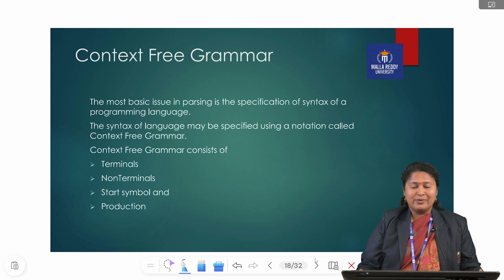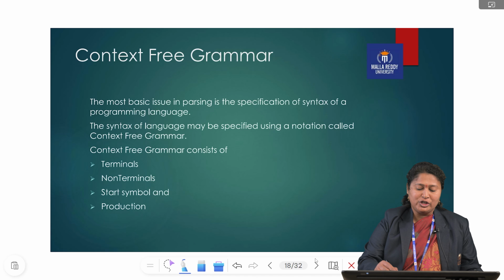Now let us see context-free grammar, that is the grammar which we use in the syntax analyzer to check whether the given statement is according to grammar or not. We use context-free grammar here. The context-free grammar consists of terminals, non-terminals, start symbol and productions.